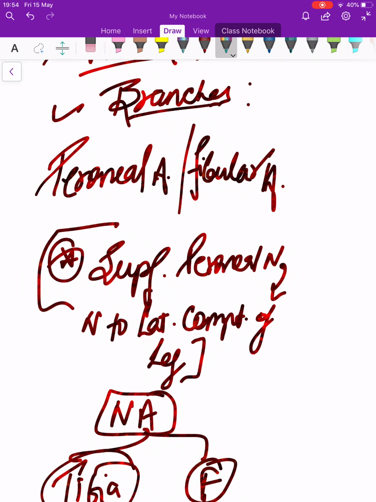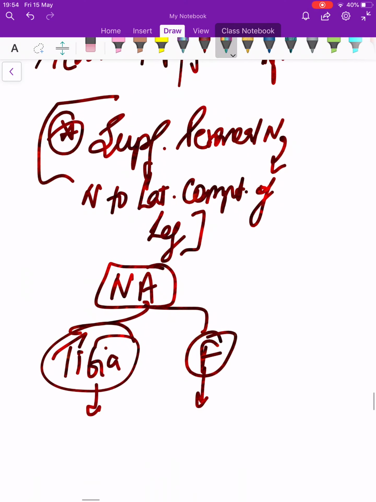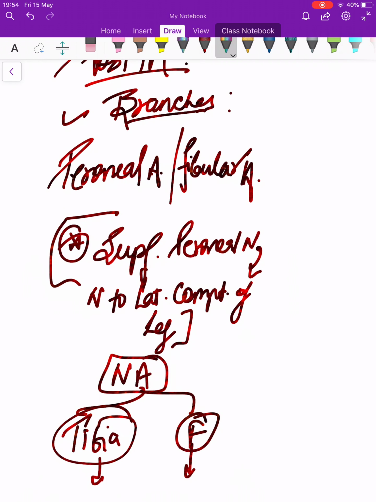So peroneal artery, it supplies the lateral compartment of the leg. ठीक है, superficial peroneal nerve जो थी, it supplies the lateral compartment of the leg. ठीक है, ऐसे पेरोनियल आर्टरी भी it supplies the lateral compartment.